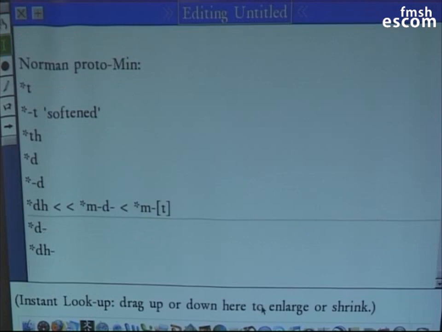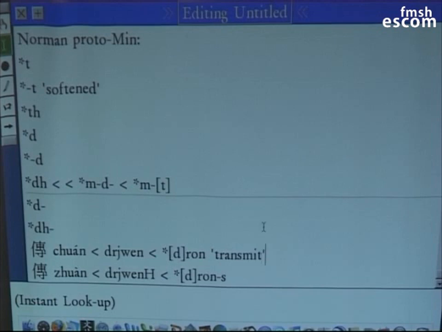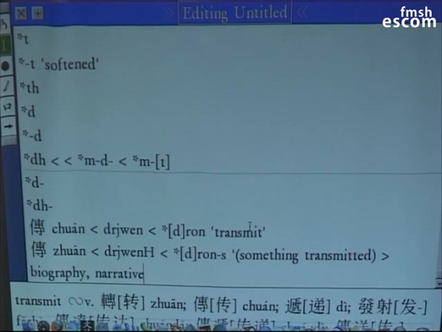So an example is... I'll take an example from Mandarin. I don't remember, I'm going to write this without checking. Okay, so we have this, which means to transmit, and this means probably something transmitted. So it means something like, sometimes it's used for biography, a narrative, etc.